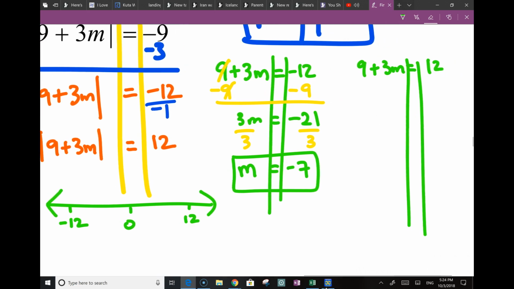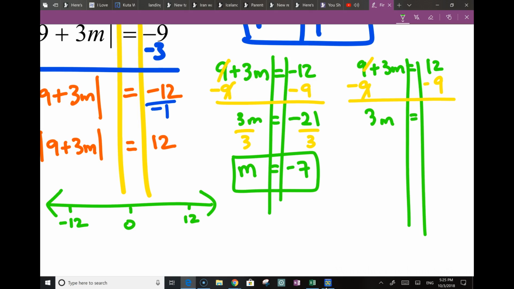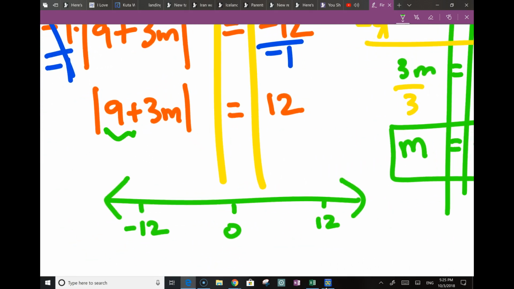Okay, second answer. Switching my color here. Again, subtraction property on both sides. This goes away, and we get 3m is equal to positive 3. Then, when I divide by 3 on both sides, what I get is my final answer, which is m is equal to 1. So if you want whatever's in the absolute value, which is right over here, to become a 12, you'd have to make that m into a 1.